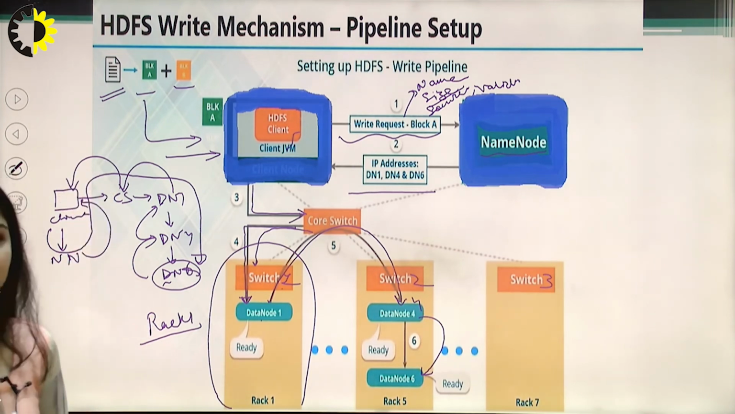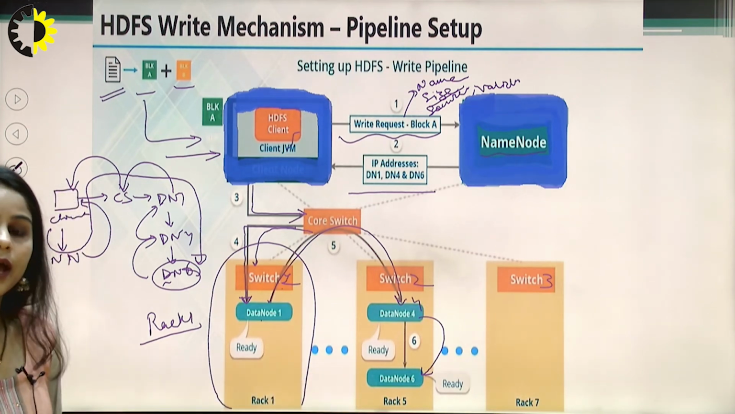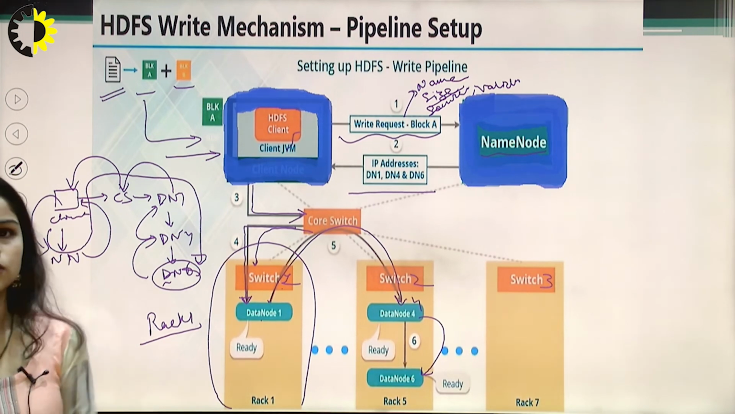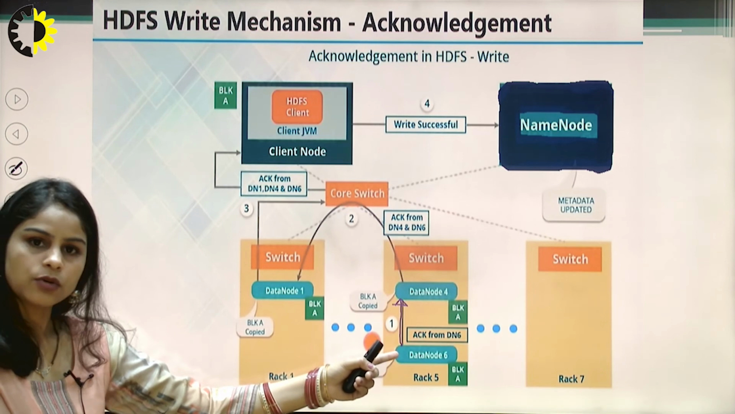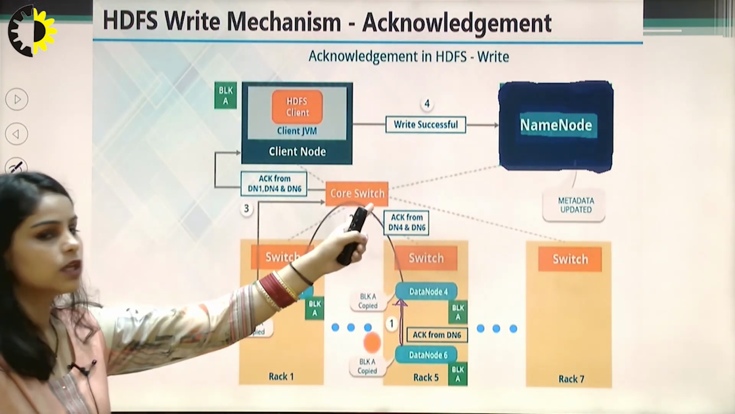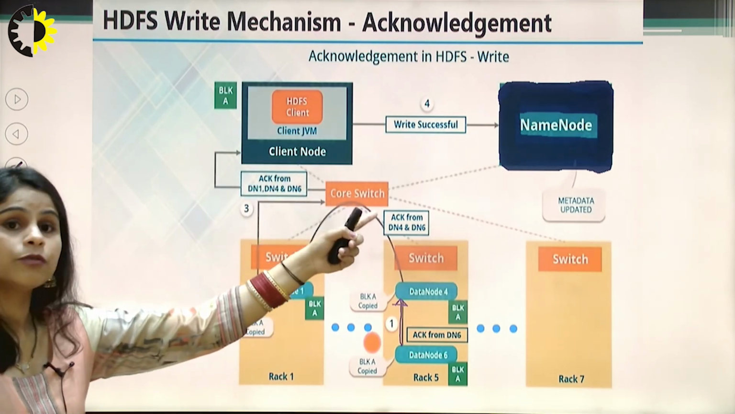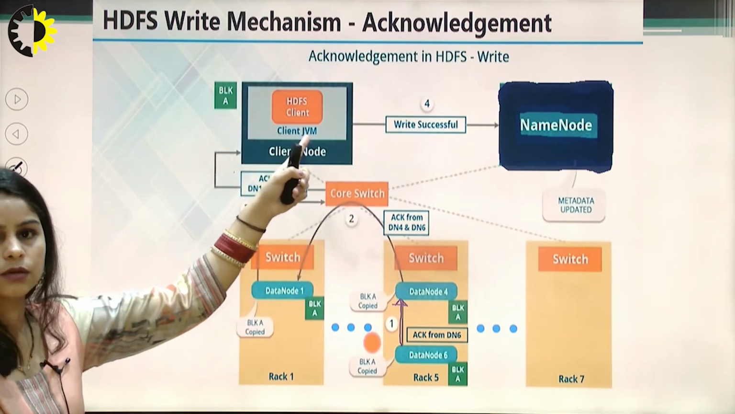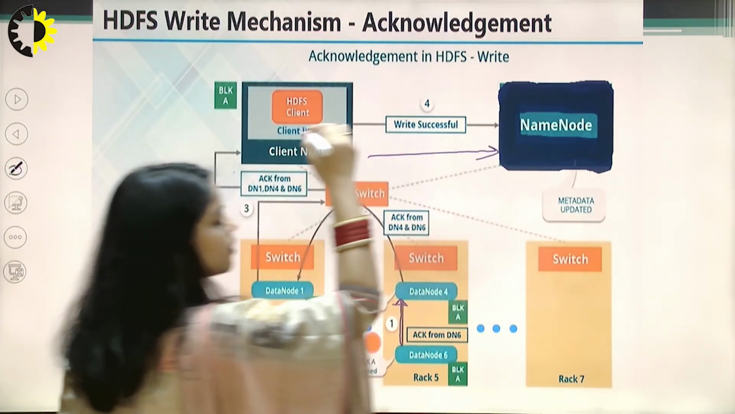And after writing the entire data block on these data nodes, the HDFS client will acknowledge the name node as well. So you can see in this diagram, the acknowledgement will start from the last node. It will go up to the first data node. Then the control will be transferred to the core switch, and the acknowledgement from all these data nodes will be sent by the core switch to the HDFS client. It means the client node. And at the end, the client node will also acknowledge the successful write to the name node.